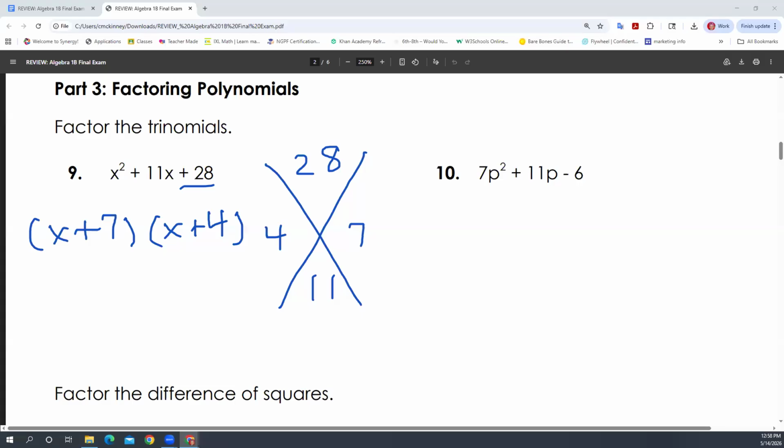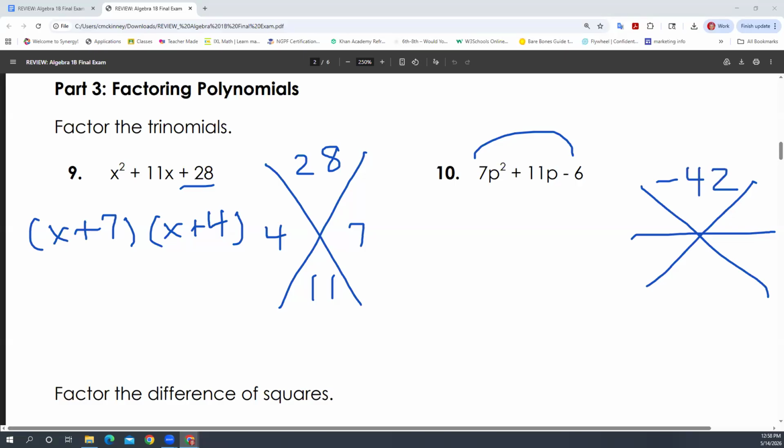Now remember here, this is when we're using our asterisk. There are other methods, but what you learned during this class was to use this. So 7 times negative 6, so A times C goes up here at the top, so negative 42, and then it adds up to 11. And then we're going to write 7p, not p squared, just p, on each side.